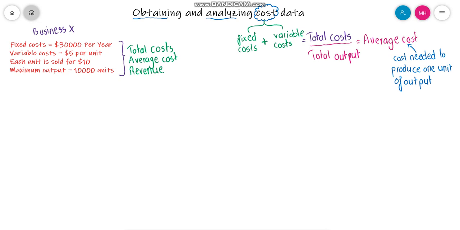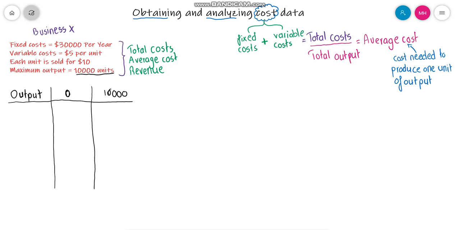Okay, so first of all let's look at the output. We're going to do a sort of table format. So the lowest output of any business is 0 products produced, and for business X the highest is 10,000. This is the main structure of this table. Now we'll move on to fixed costs. As we said, fixed costs don't change with the level of production or level of sales, so it will stay the same at any level of production or sales. This is in the short run.